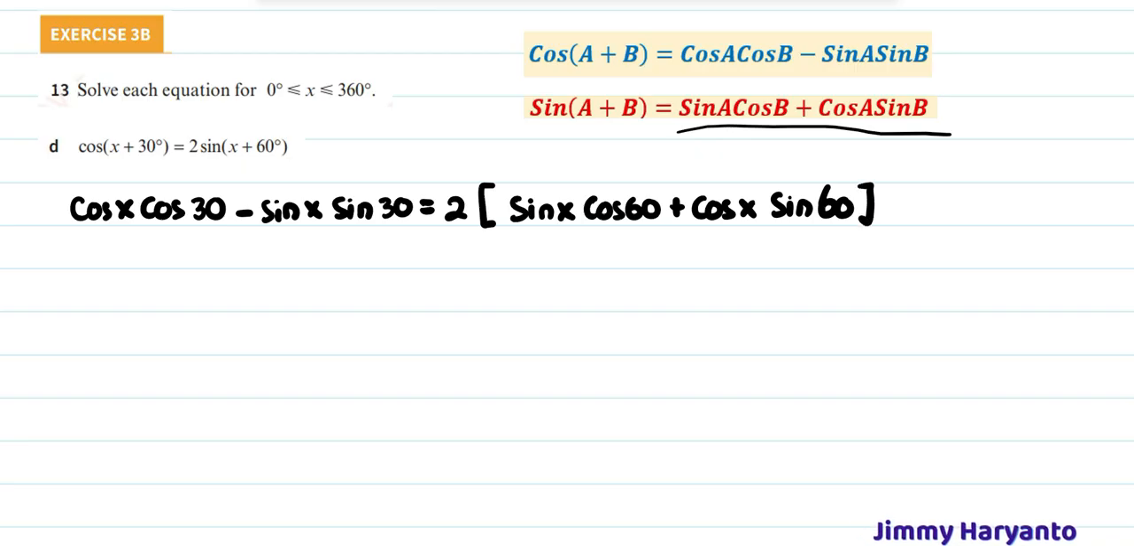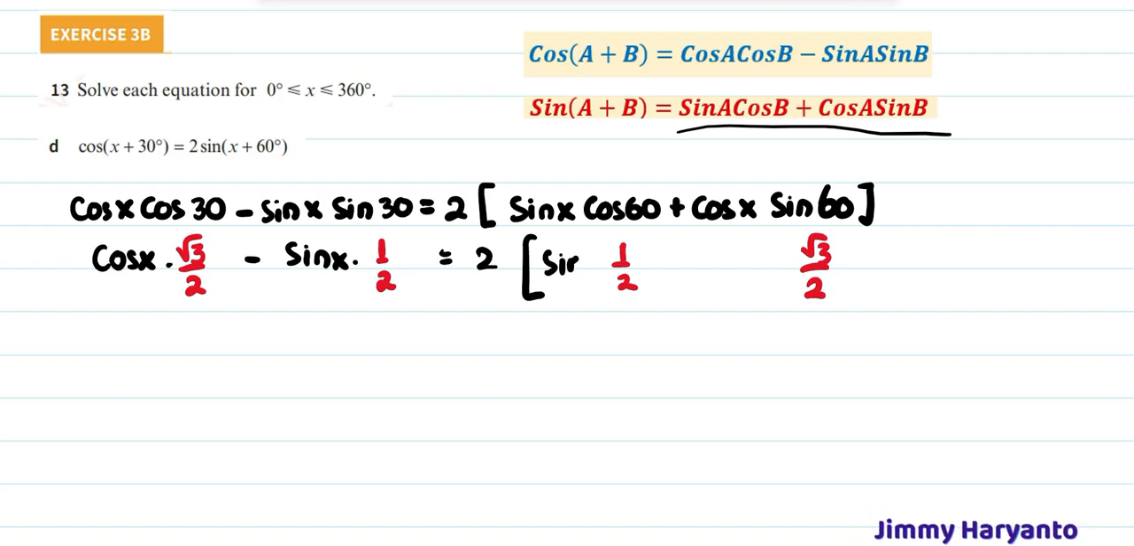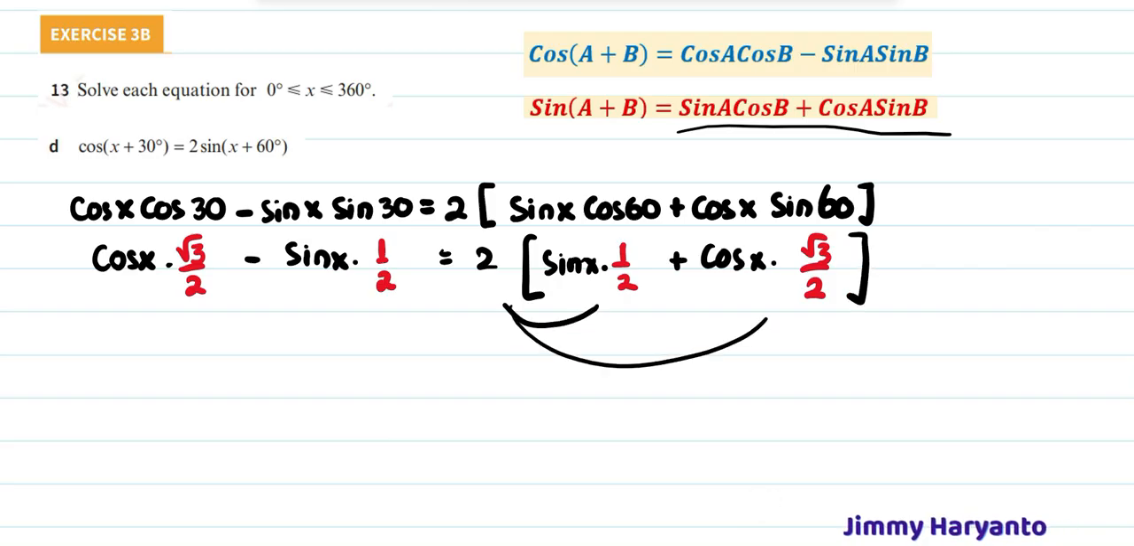Okay, let's simplify the cos 30, sin 30, cos 60, and sin 60. So this one is square root of 3 over 2, this one is half, this one is half, this one is square root of 3 over 2. And then I will write down the rest. Cos x times minus sin x times equals 2 times this one is sin x times plus cos x times. Okay, I will input the 2 first.